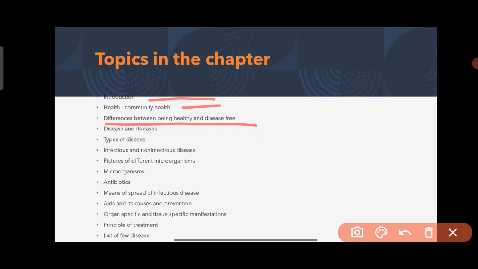Okay, next is the disease and its causes. Sorry, here it says cases, but correct it to causes. Disease and causes means different types of disease will be studied, and their various causes will also be studied.